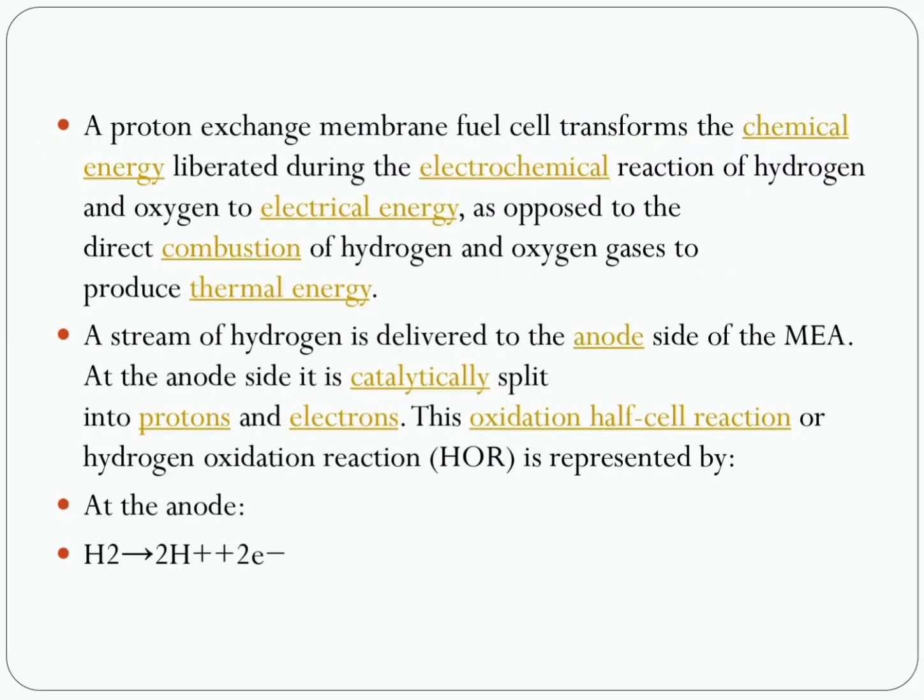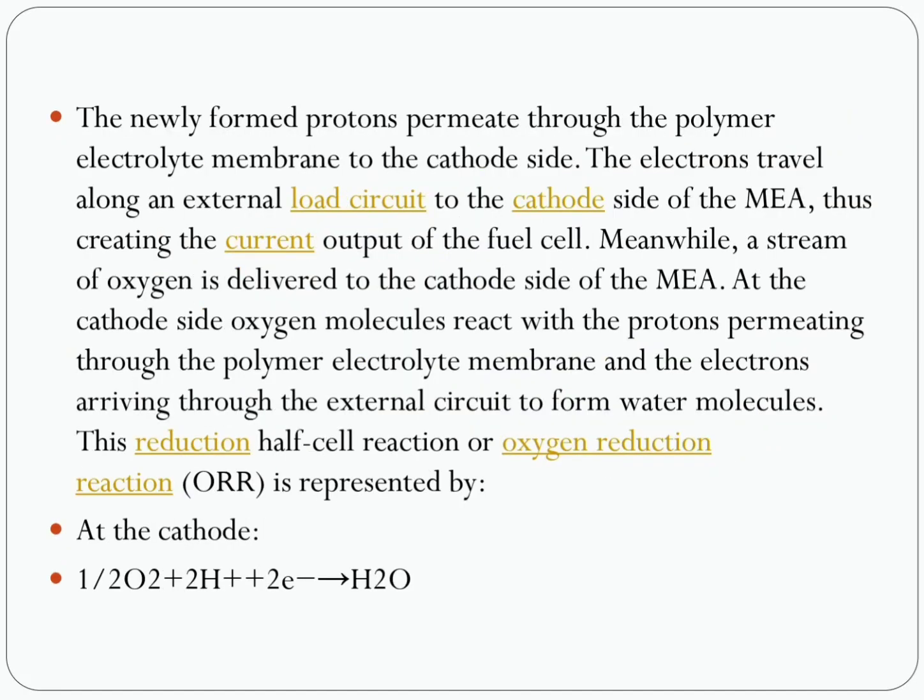A stream of hydrogen is delivered to the anode side of the membrane electrode assembly. At the anode side, it is catalytically split into protons and electrons. These newly formed protons permeate through the polymer electrolyte membrane to the cathode side. The electrons travel along an external load circuit to the cathode side of the membrane electrode assembly, thus creating the current output of the fuel cell.